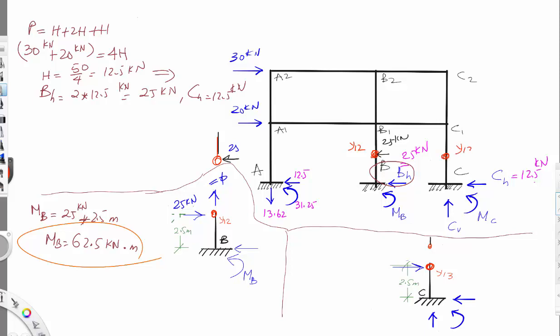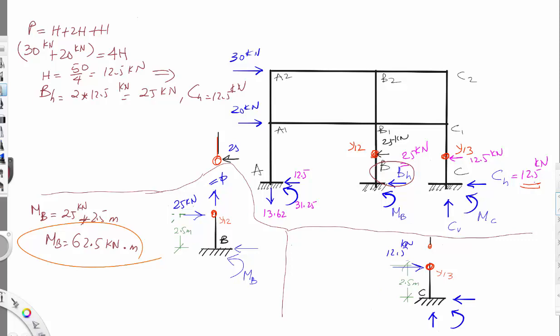And this is Y13. So again, same story here. I know the horizontal, and I don't know the vertical, and I don't know the moment. So we'll do one at a time. We'll follow the very same procedure here to get the moment. So we know the force here is 12.5. When you move it here, it becomes 12.5 kilonewton for this one.